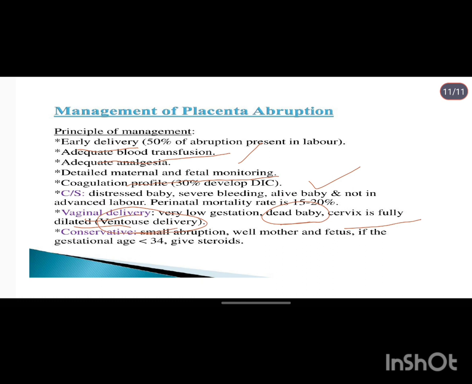And in case of conservative management, if the abruption is very small and the mother and fetus well-being is good, then we can wait till the completion of the term, and we can go for the administration of steroids for the maturity of the fetal lung. So these are the conservative management options that can be used where there is only a small abruption of the placenta.